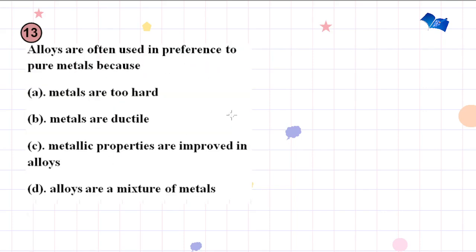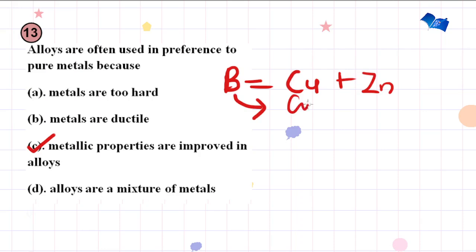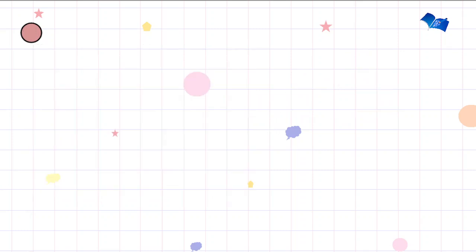Next question. Alloys are often used in preference to pure metals because? Now this is simply because metallic properties are improved in alloys. For instance, you have an alloy, brass, which is made from copper and zinc. You see that brass will have a better property than copper and also a better property than zinc. So this is why you have to mix copper with zinc in order to have brass, which has the metallic properties improved. Okay, next question.